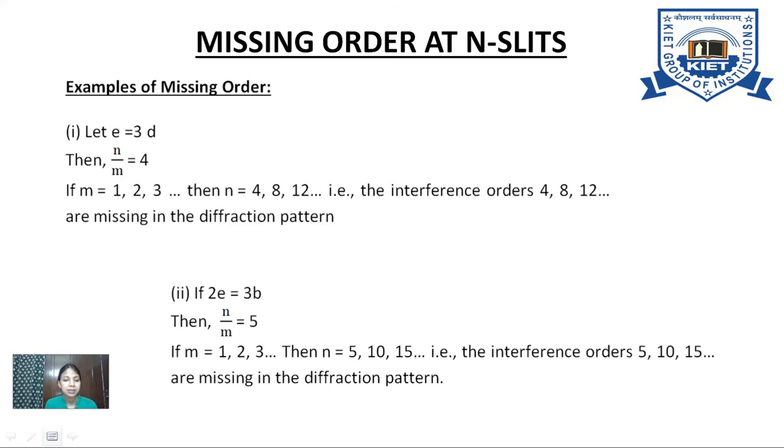Let us take another example. Let us consider 2e equals 3d. On solving this, we get n upon m equals 5. For m equals 1, I get n equals 5. For m equals 2, I get n equals 10, and so on. So this simply implies that interference orders 5, 10, 15, 20, and so on are missing in the diffraction pattern.